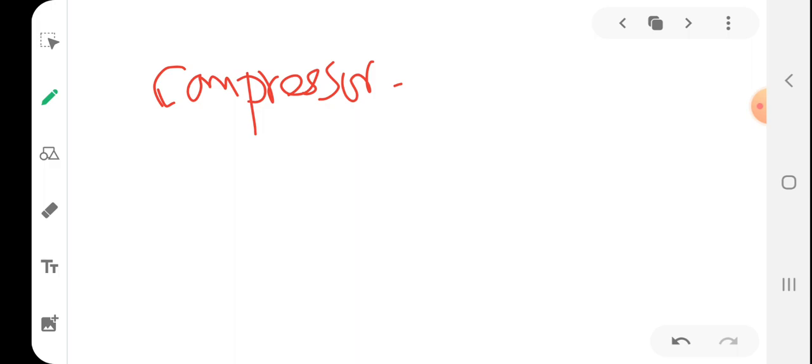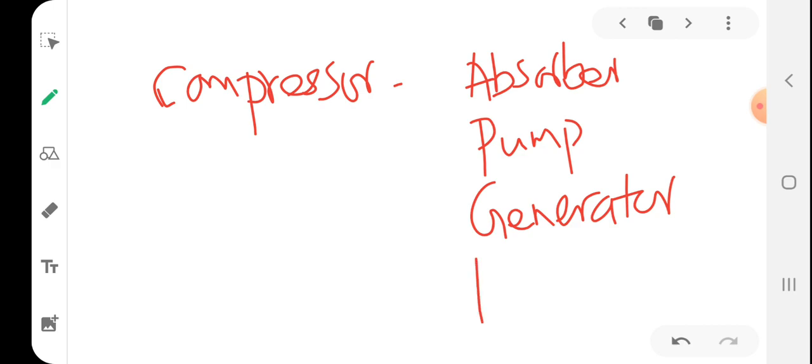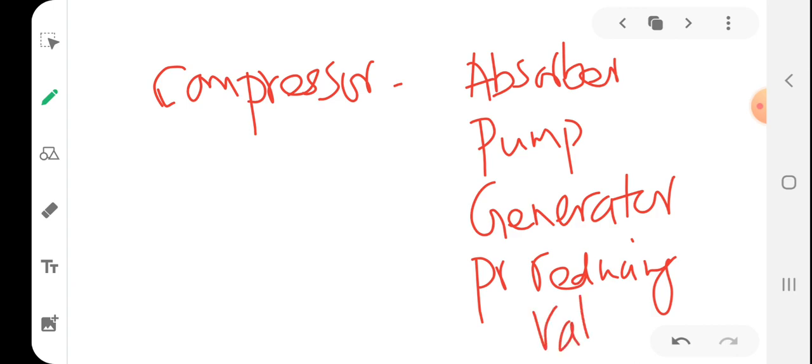So instead of a compressor in the vapor absorption system we are using an absorber, a pump, a generator, and a pressure reducing valve. So these are the equipment we are using instead of the compressor.